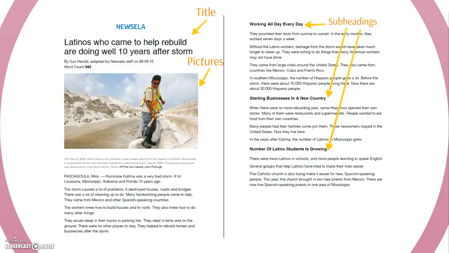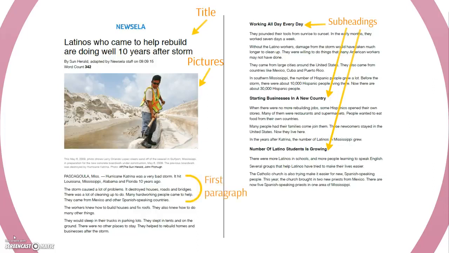Finally, the last subheading says number of Latino students is growing. I'm not quite sure how that relates to a storm and the picture of the man working, so I need to get a little bit more information so I can have a better main idea. So I'm going to read the first paragraph.